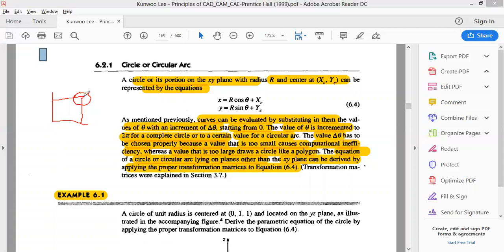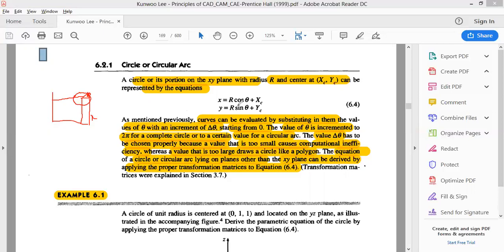So if we have to get this x and y value, it is going to be r cos theta. If we have to get a point anywhere on this circumference, r cos theta plus xc is the distance from the y-axis, right? So if I want this particular point, it is going to be r cos theta plus the offset xc. So that is what we get: x is equal to r cos theta plus xc.